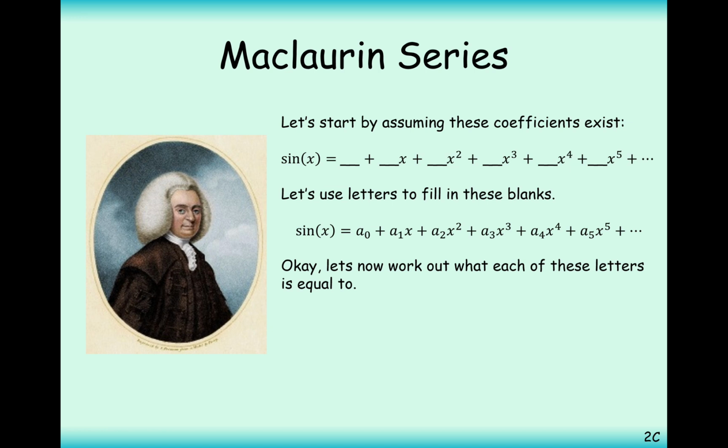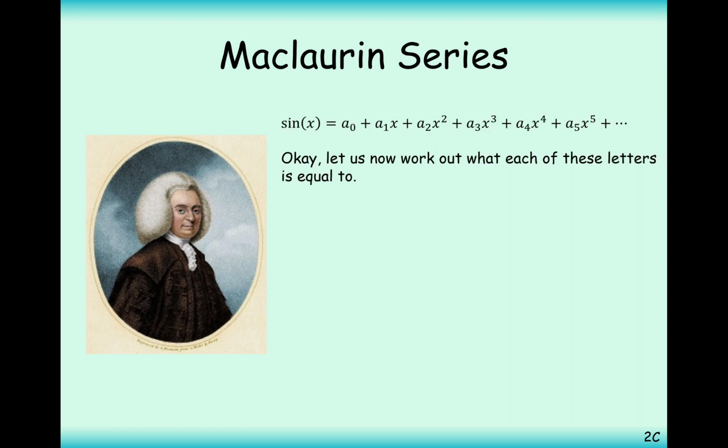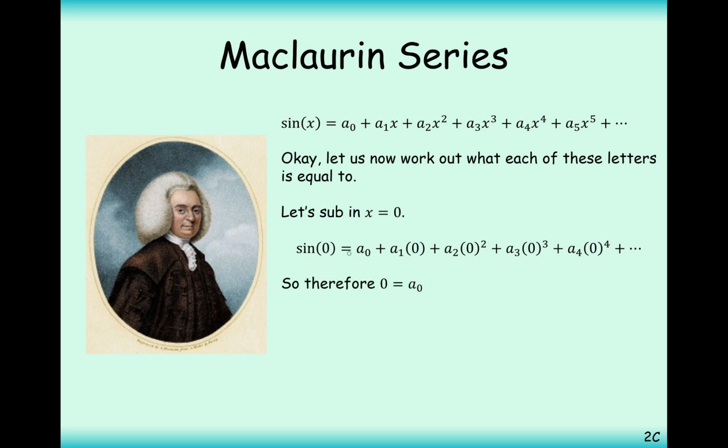Okay, let's now start to think of what these letters could be equal to. So what I'll do first is I'm going to substitute in x equals 0, and I'll see what happens. I'll substitute it in on the left hand side, so sine 0 equals a0 plus a1 times 0 plus a2 times 0 squared plus a3 times 0 cubed plus a4 times 0 to the 4. And what you'll see there is just a lot of zeros. We'll just cancel out most of this. So actually, therefore, sine of 0 will just equal a0, so a0 is 0.